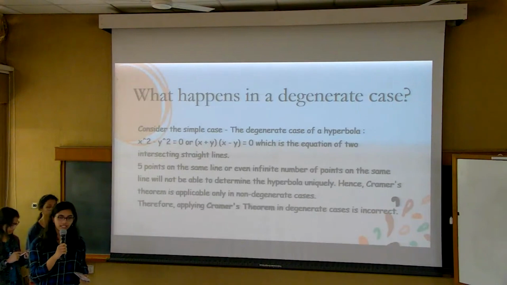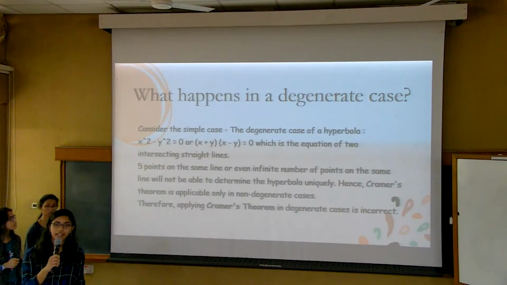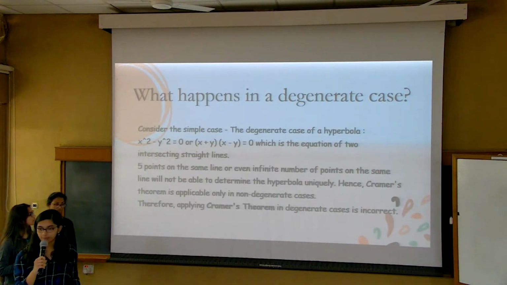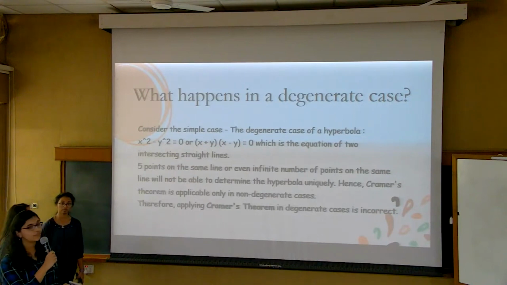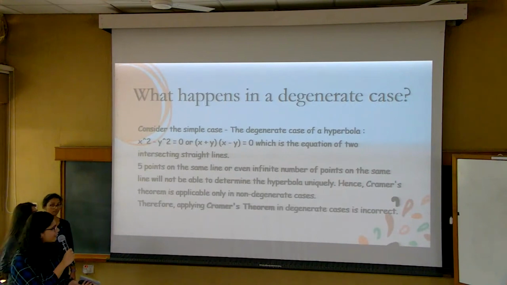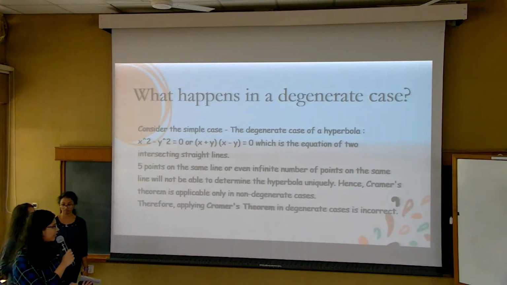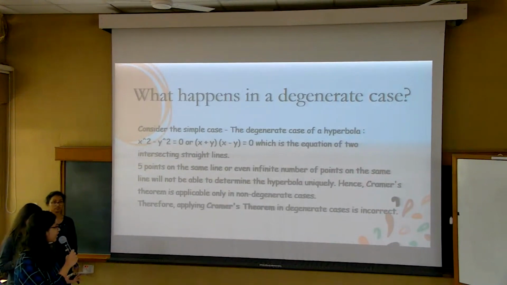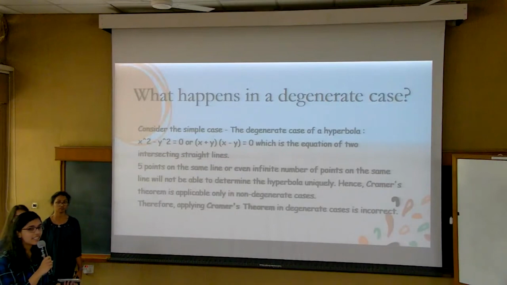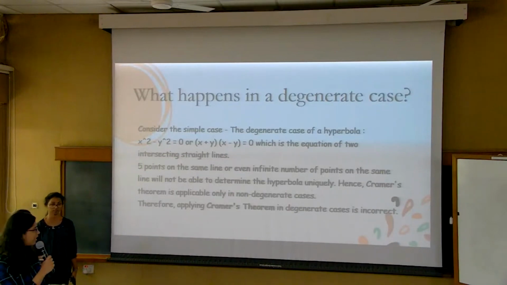And now, what happens in a degenerate case exactly? Consider the simple case of a hyperbola: x squared minus y squared is equal to 0. This can also be written as (x plus y) times (x minus y) is equal to 0, which is essentially the equation of two intersecting straight lines. Now, 5 points on this line, or even an infinite number of points on the same line, will not be able to determine the hyperbola uniquely. Hence, we can easily deduce that Cramer's theorem is only applicable in non-degenerate cases. Therefore, it's an illogical, incorrect assumption to apply Cramer's theorem in degenerate cases.